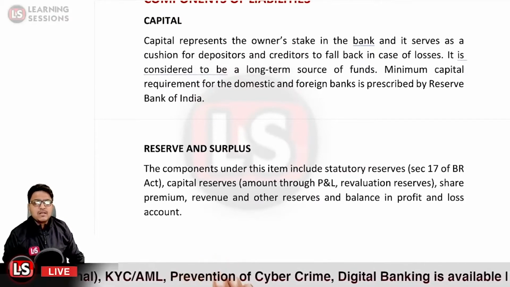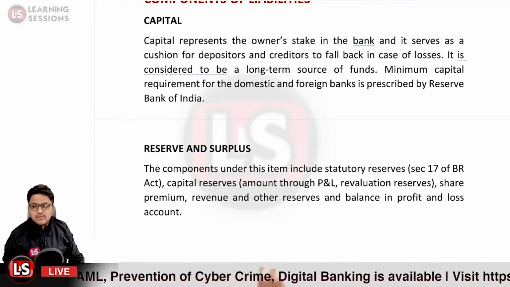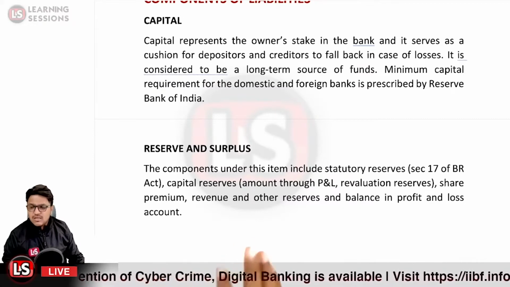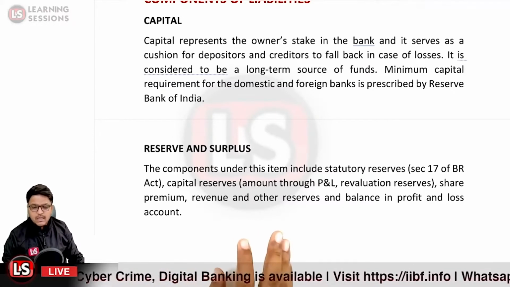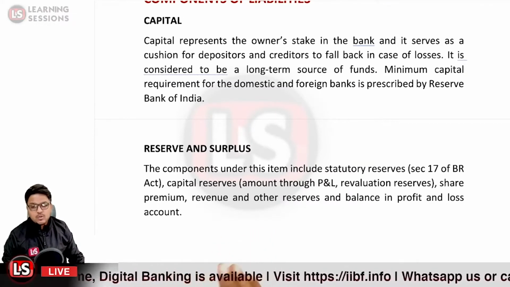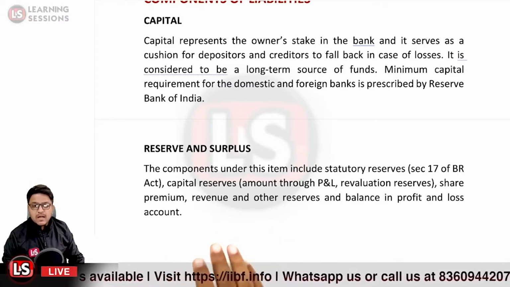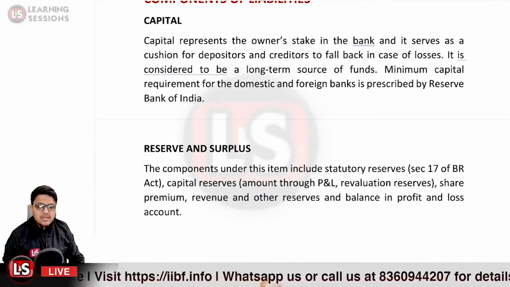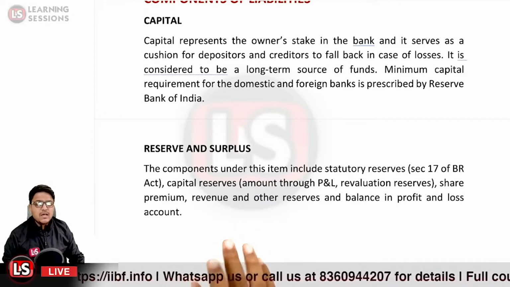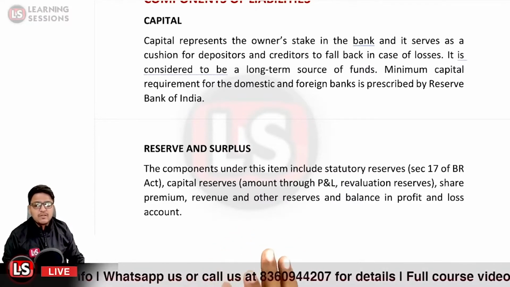The components under this item include statutory reserves. Whatsoever statutory reserves are there, like CRR and SLR to be maintained, those are also the reserves which are maintained under different forms. And further, the capital reserves are also there, like revaluation reserves, and further share premium.